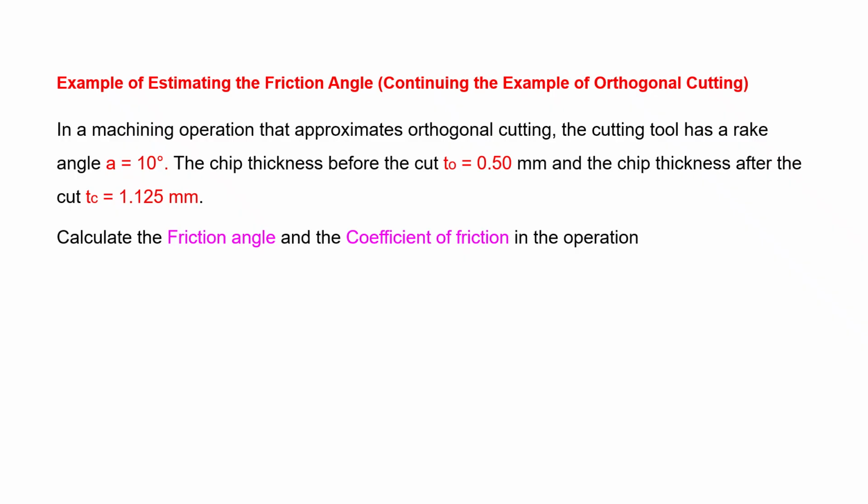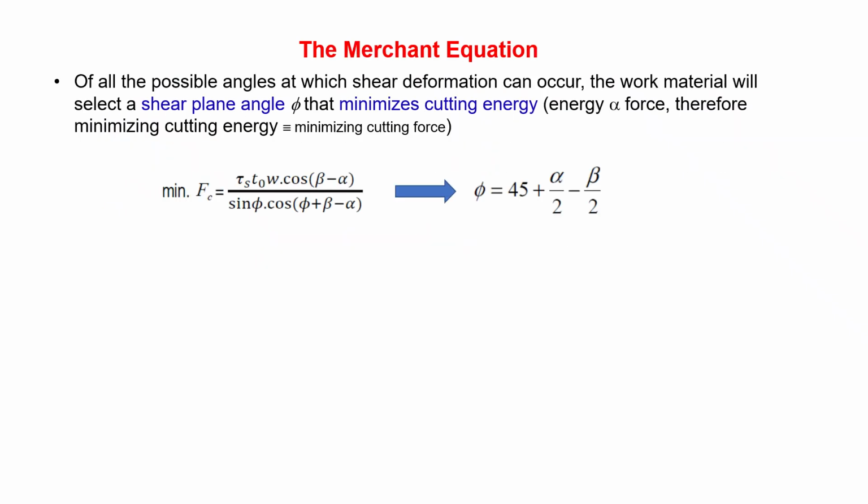As you remember, we have the value for alpha, the value for t0, and the value for tc, and this helped me find the value for phi, which is 25.4. I need to find the value for beta. For this question, we need to calculate the friction angle and the coefficient of friction, or beta and mu. You remember that mu is equal to the tangent of beta. So let's see how we can find the value for beta.